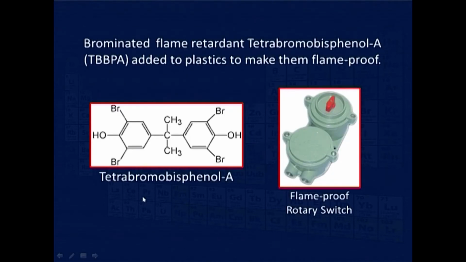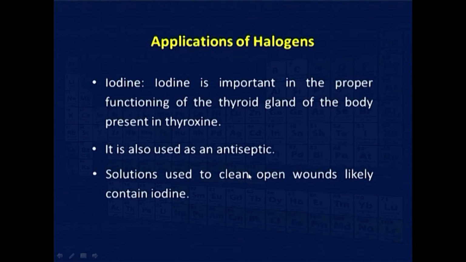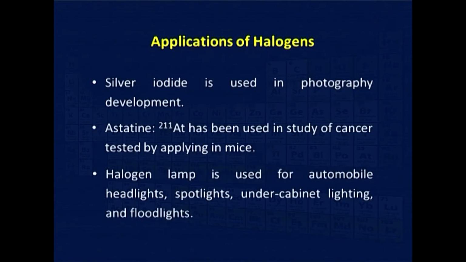This is tetrabromobisphenol A, TBBPA, which is a flame retardant, and such materials can be used to prepare a flame proof rotary switch of this type. Iodine is an important element for the proper functioning of the thyroid gland of the body, present in thyroxine. It is also used as an antiseptic. The solutions used to clean open wounds likely contain iodine. Silver iodide is used in photographic development.